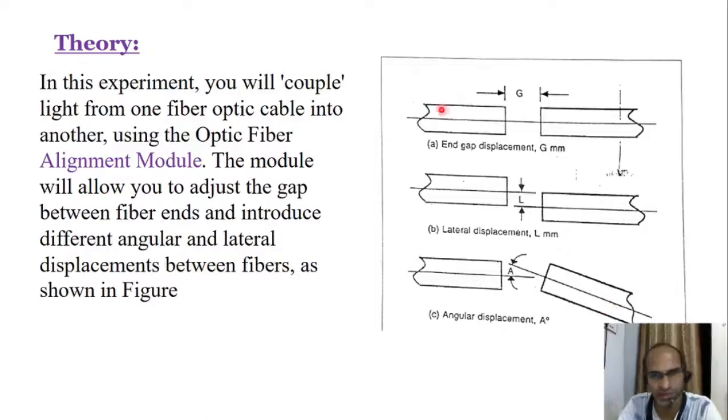The theory behind this: we will have end gap displacement. The gap between two ends can be measured in millimeters. Then we can have a lateral movement between two ends, and that lateral displacement can be calculated in millimeters. And also, using the alignment model, we can create an angular displacement, the angle, and we are going to see the relationship between these three displacements and the output at the other end of the fiber.